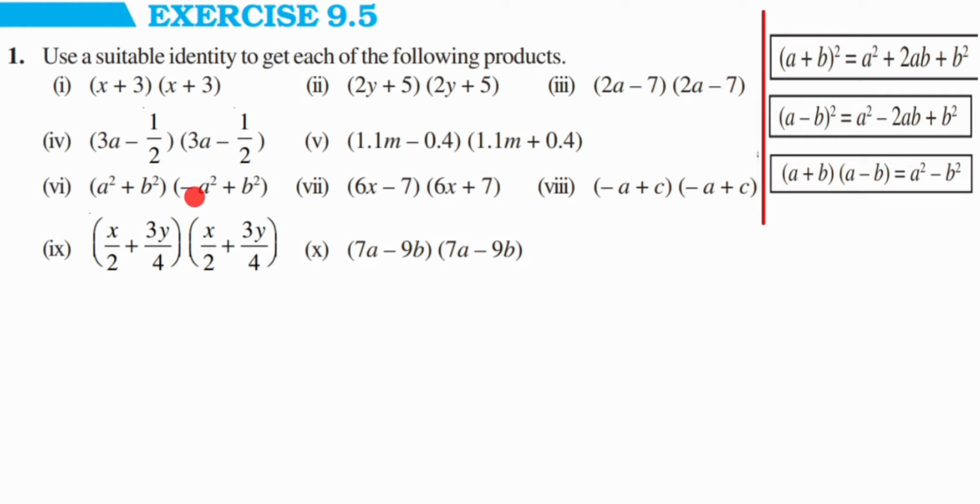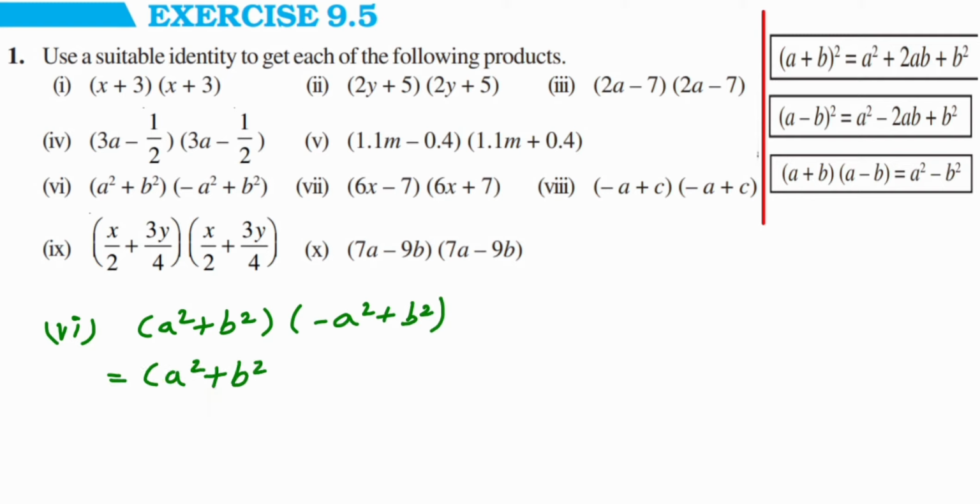Similarly, we cannot apply the second identity because the signs are positive between the two terms, and in the third identity one binomial is positive, the second binomial should be negative, but we have minus a square plus b square. So we have to use the third identity but just modify it. What we're gonna do here in the sixth problem, it's (a square + b square) multiplied by (−a square + b square). Now we're going to take the minus 1 common.